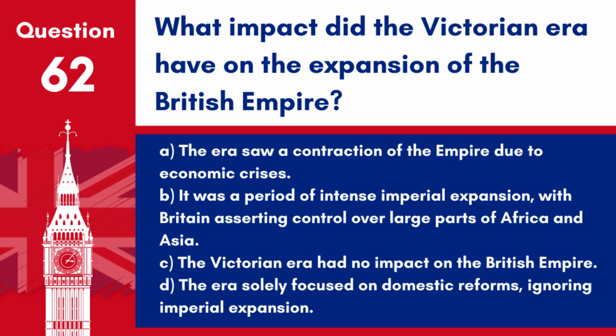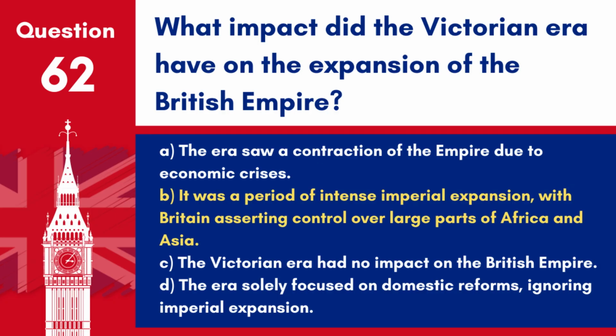A. The era saw a contraction of the empire due to economic crisis. B. It was a period of intense imperial expansion, with Britain asserting control over large parts of Africa and Asia. C. The Victorian era had no impact on the British Empire. D. The era solely focused on domestic reforms, ignoring imperial expansion.